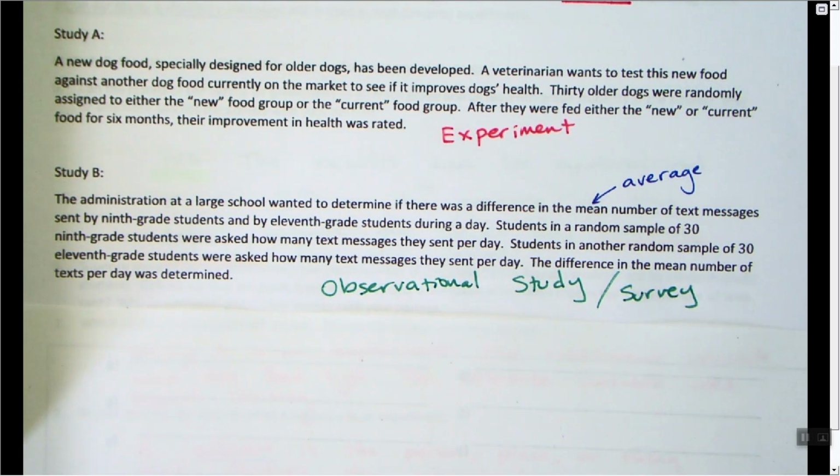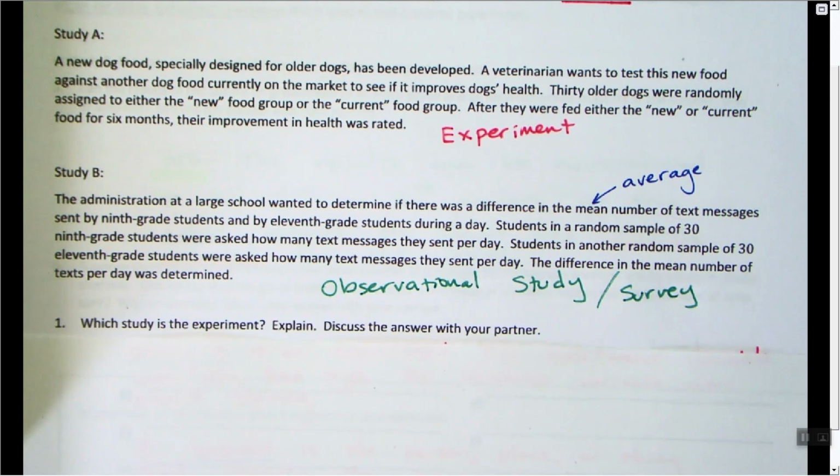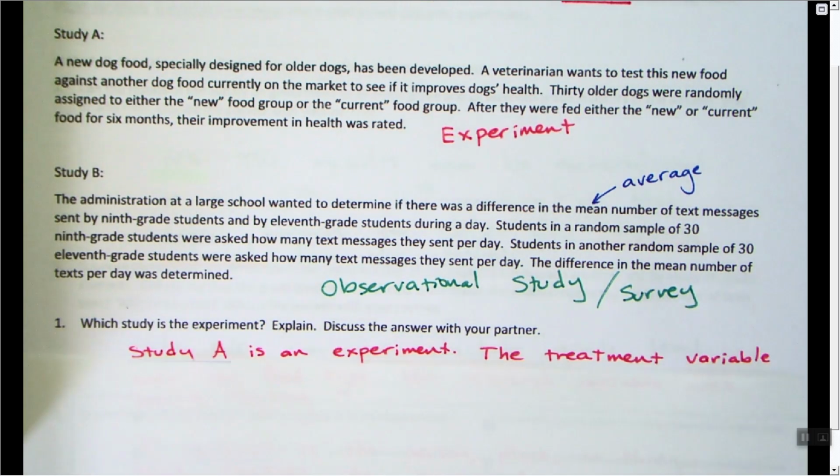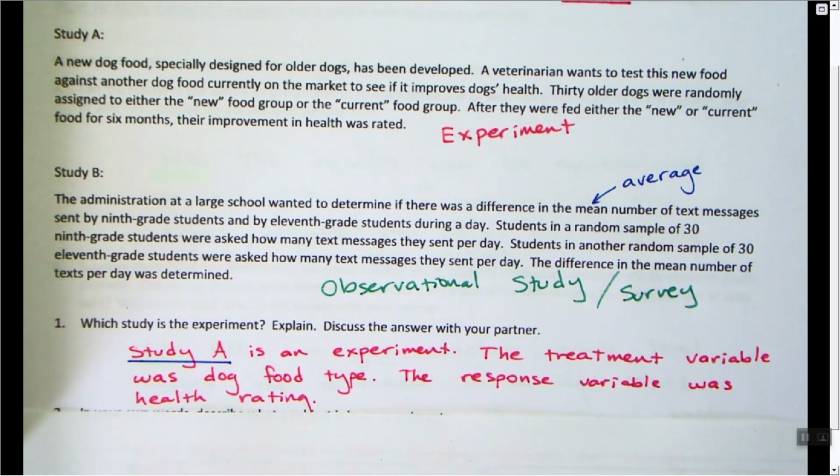Okay. Now, which study is the experiment? And explain. Well, we just kind of did this, but my full answer is that Study A is an experiment. The treatment variable was dog food type, and the response variable was health rating. Okay, and there was a difference from the norm.